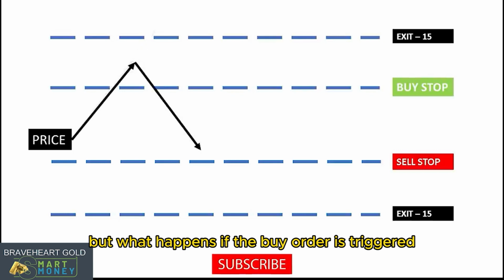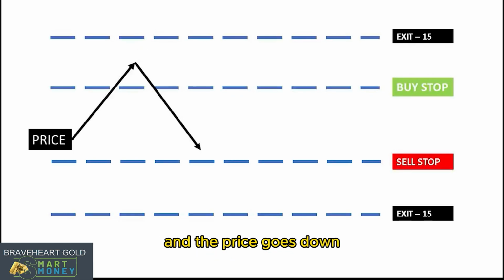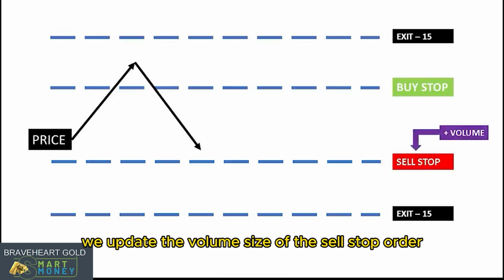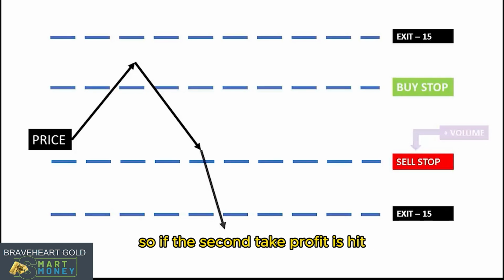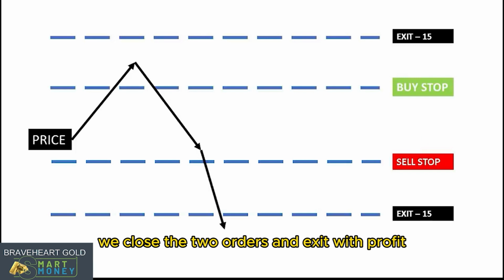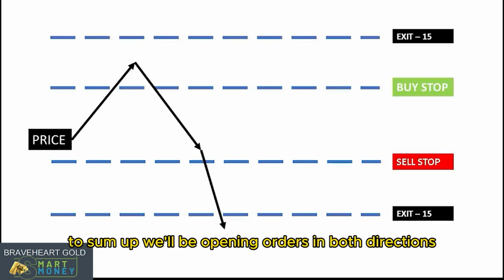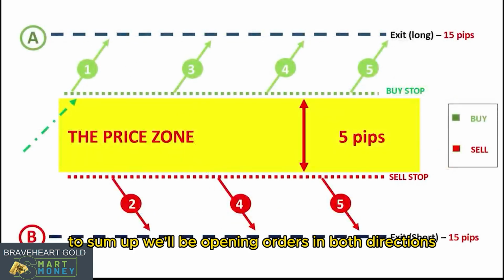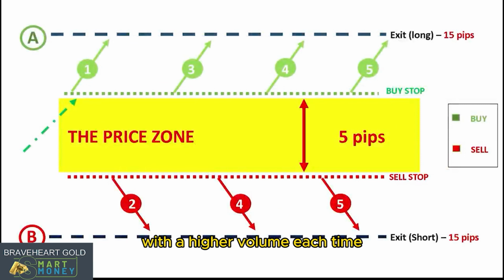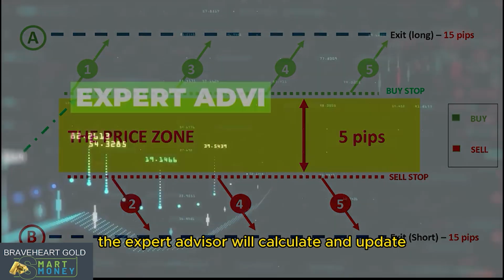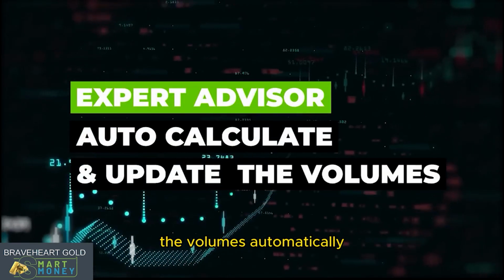But what happens if the buy order is triggered and the price goes down? In this case, we update the volume size of the sell stop order, so if the second take profit is hit, we close the two orders and exit with profit. To sum up, we'll be opening orders in both directions with a higher volume each time until we exit the whole setup with a profit. The expert advisor will calculate and update the volumes automatically.